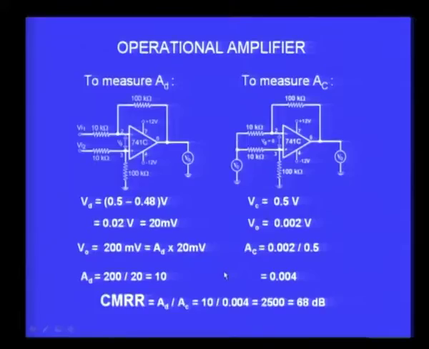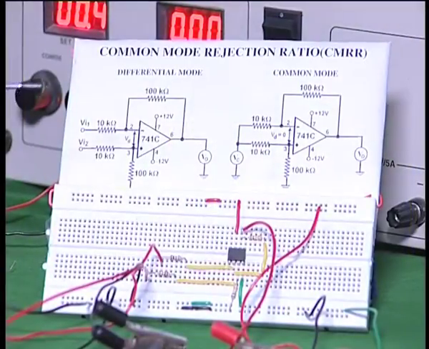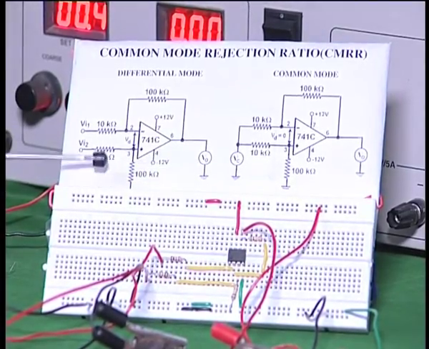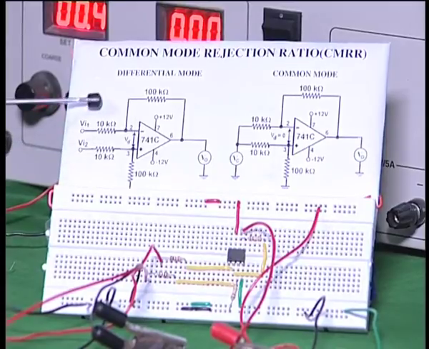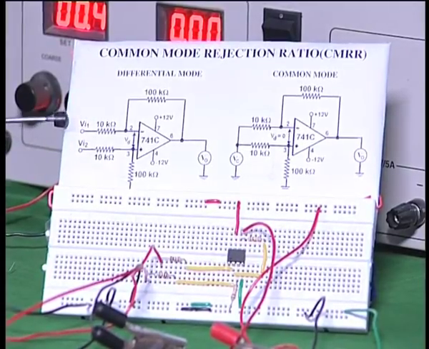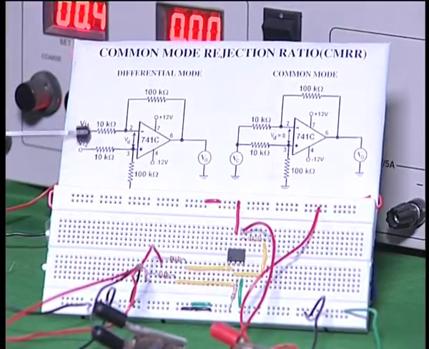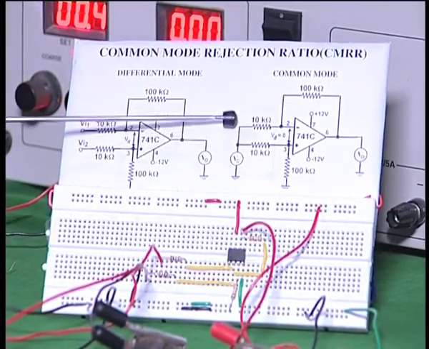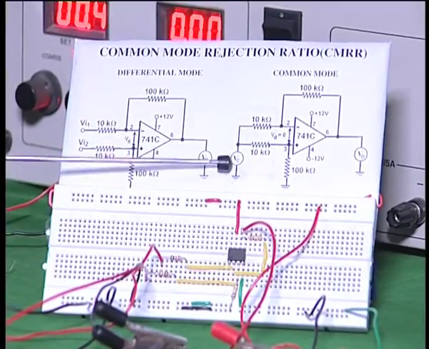So it is possible in a laboratory to actually perform this experiment and measure the CMRR for the operational amplifier, which is what I am going to do now. I am going to show you a demonstration. Here you can see I have the two circuits which I just discussed. This is in the differential mode, so that there is a separate Vi1 and a separate Vi2 in the circuit, and here is a common mode signal. I have connected the two input terminals together and am applying the voltage here.